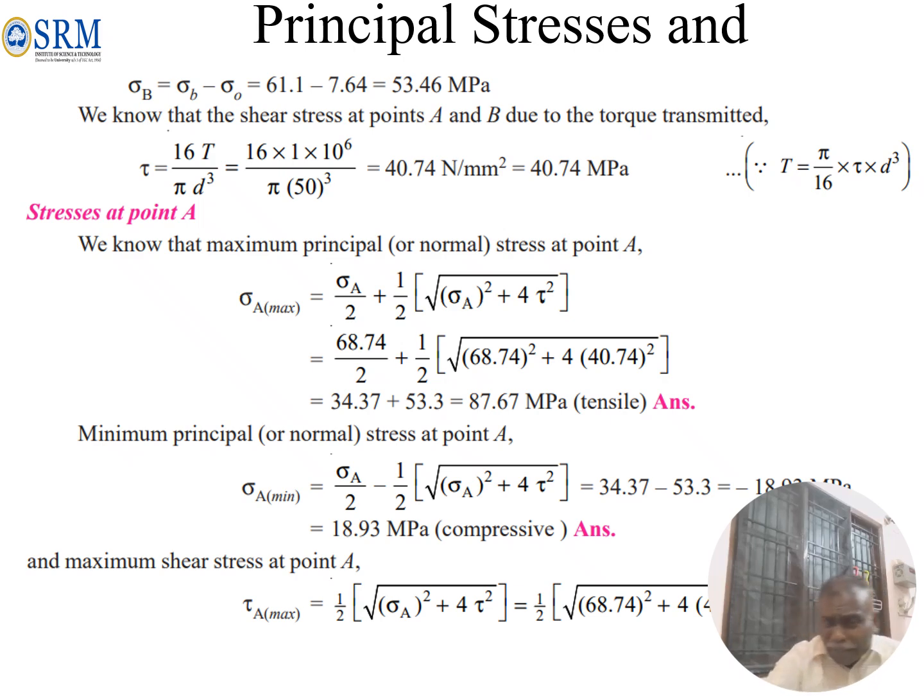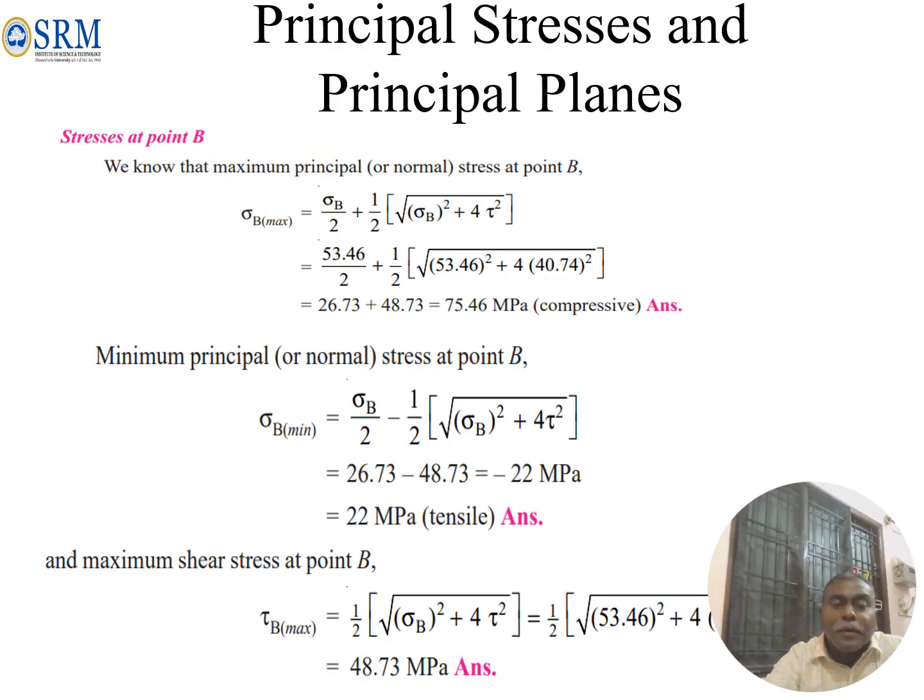So in the shaft we have two points, A and B. At point A we have sigma A max and sigma A minimum, and the shear stress tau max. Similarly, we have the stresses at point B. We know the maximum principal normal stress at point B, sigma B max and sigma B minimum. So here at the bottom edge, point B, we find how much force acts, giving sigma B max, sigma B minimum and tau B.